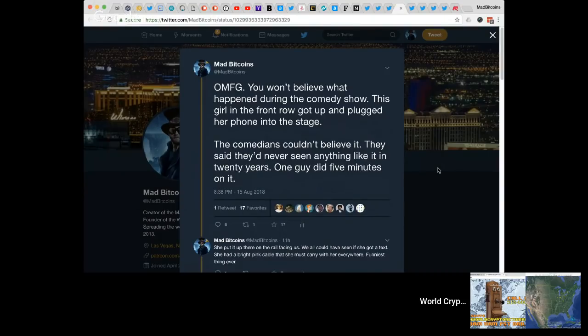But to attract it like that, to get up in front of everybody, she plugged it in. She put it up there on the rail. We could all see if she was going to get a text message or if it was charging properly and so forth. It was the funniest thing. It was funnier than any of the other comedians' acts that night. We were rolling. People could not believe it.